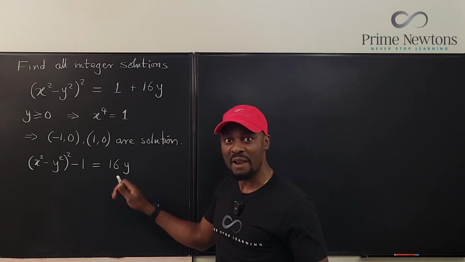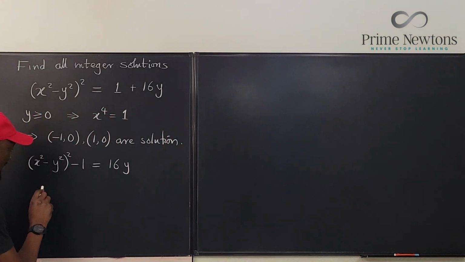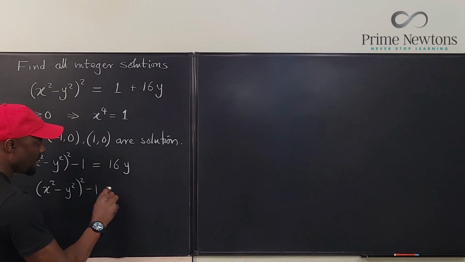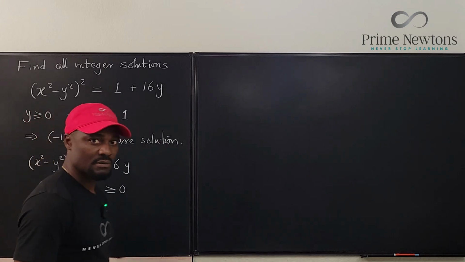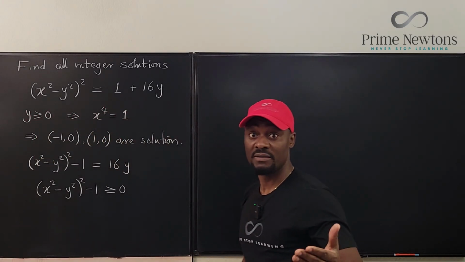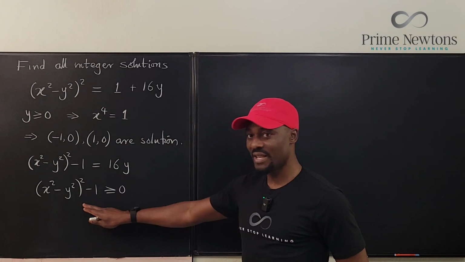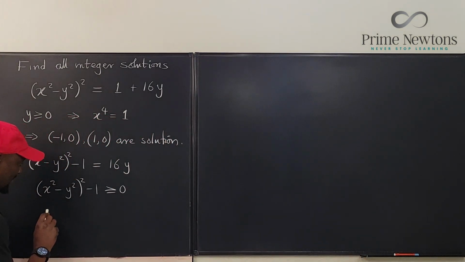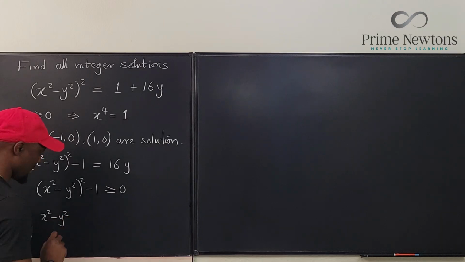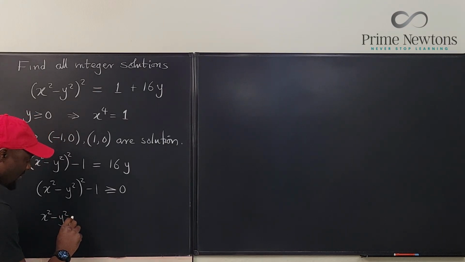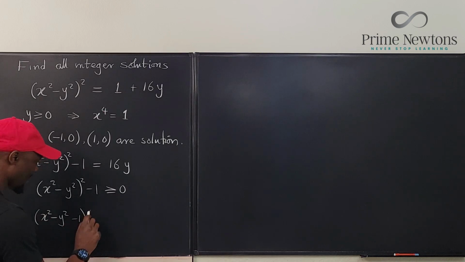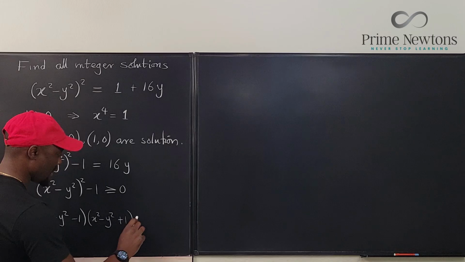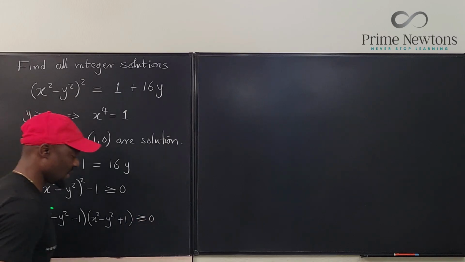I can ignore this side and make a claim, and we can say that x squared minus y squared minus 1 must be greater than or equal to 0, because y is a positive integer. And with this, we can write this as difference of 2 squares, which is going to be x squared minus y squared minus 1 times x squared minus y squared plus 1 is greater than or equal to 0.